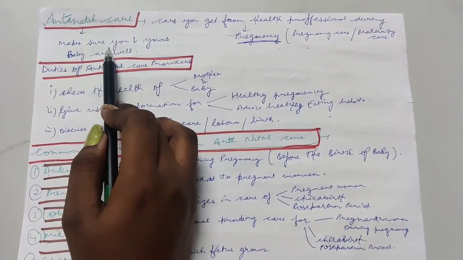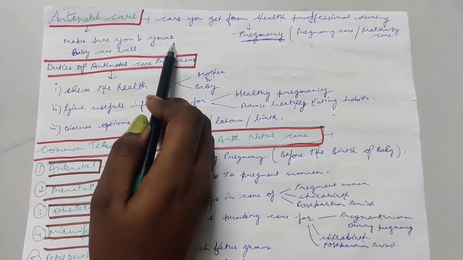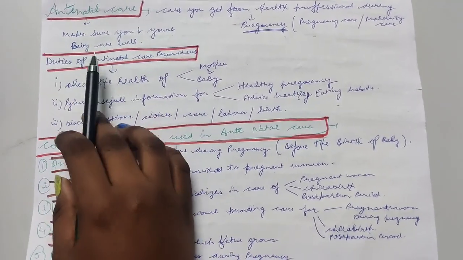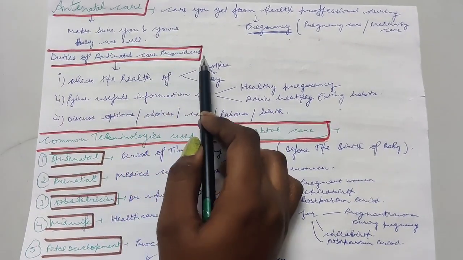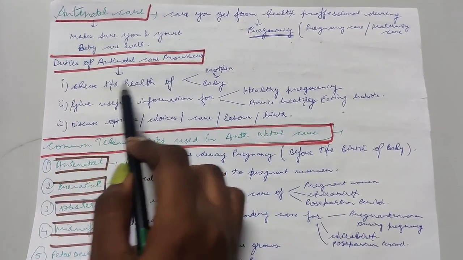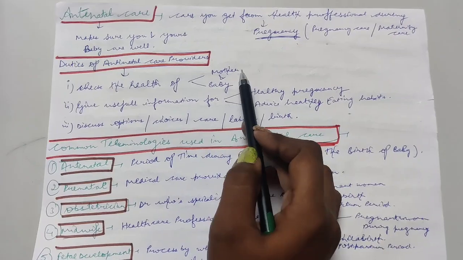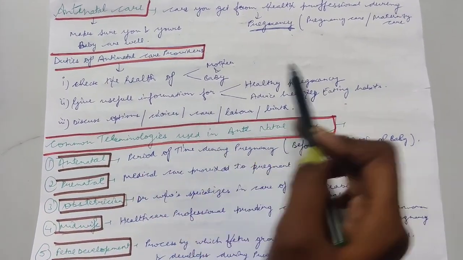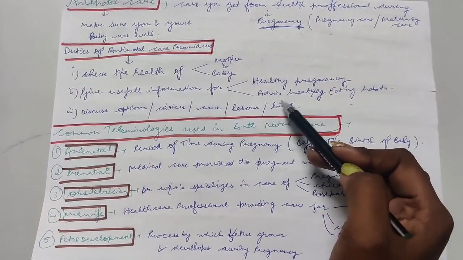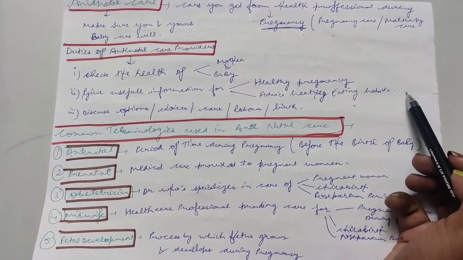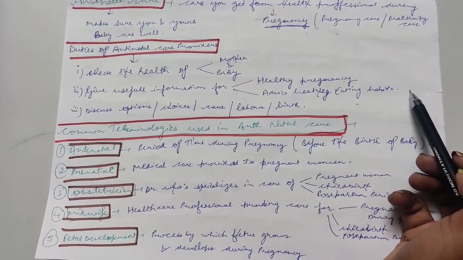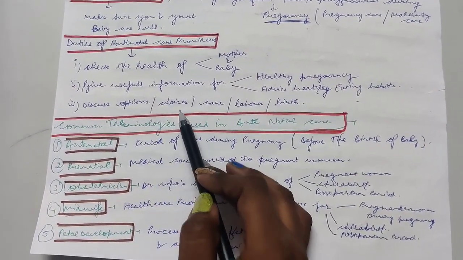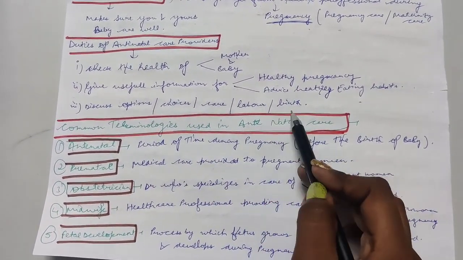Antenatal care makes sure that you and your baby are in a well state. There are 3 duties that an antenatal care provider gives. Number 1 is to check the health of the mother and the baby. Second, give useful information for a healthy pregnancy and advise healthy eating habits to the woman during her pregnancy. Third is to discuss options, choices, care, labor and birth.